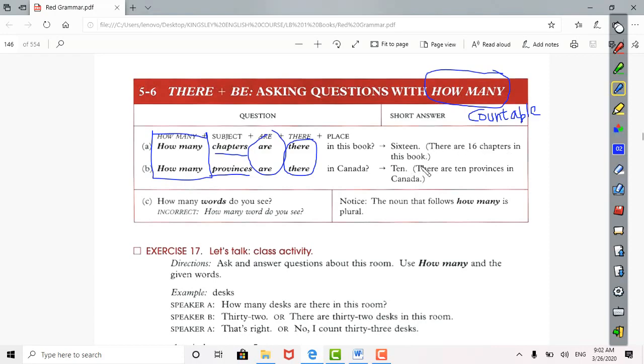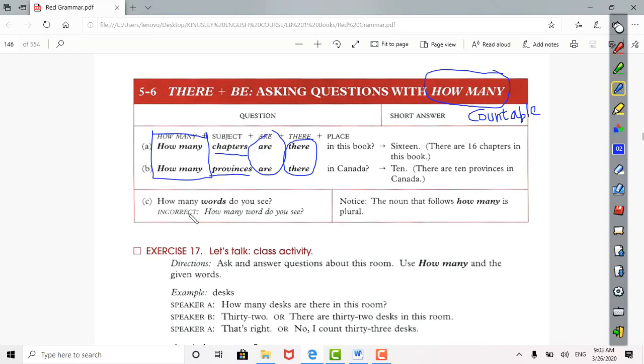Like that. Kemudian number 2, how many provinces are there in Canada? Berapa banyak provinsi yang ada di Kanada? So there here you said you translate to be ada, terdapat. Yang terdapat di Kanada 10 provinces. Jawaban panjangnya there are 10 provinces in Canada, like that.